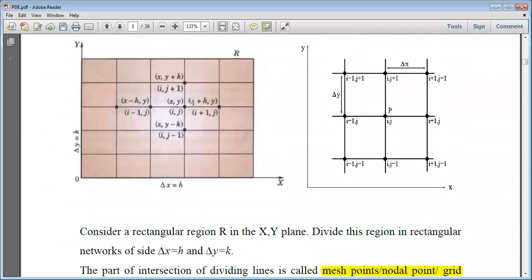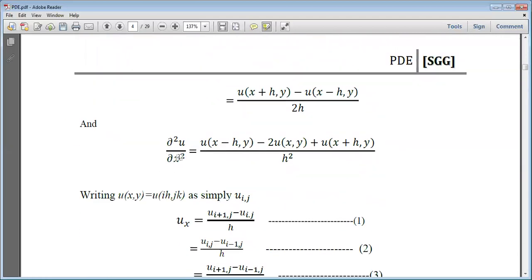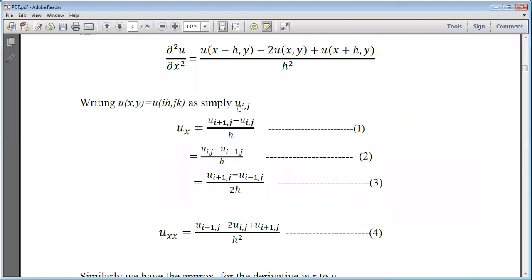u at (x+h, y), u at (x-h, y), or u at (x, y). Using this, you can either replace ∂u/∂x or ∂²u/∂x². If we replace (x, y) with respect to i and j, we can have u_x, that is ∂u/∂x, written as u(i+1, j) minus u(i, j), divided by h. It is equation number 1. Then u(i, j) minus u(i-1, j), divided by h. It is equation number 2.